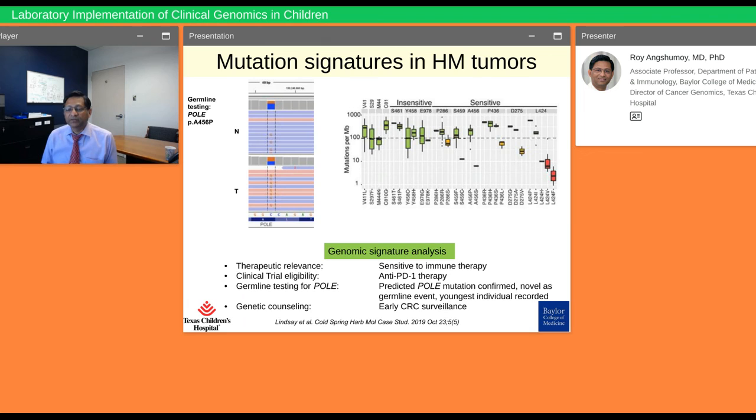And the identification of this led to not only the genomic signature, which led us to do this mutation analysis, but the identification of the tumor mutation burden, mutation signature, and the POLE mutation led to multiple clinical management decisions that we made for this patient. This patient is now closely being surveilled for early colorectal cancer, and this patient's tumor is considered sensitive to immune checkpoint inhibitors if this patient's tumor does recur.